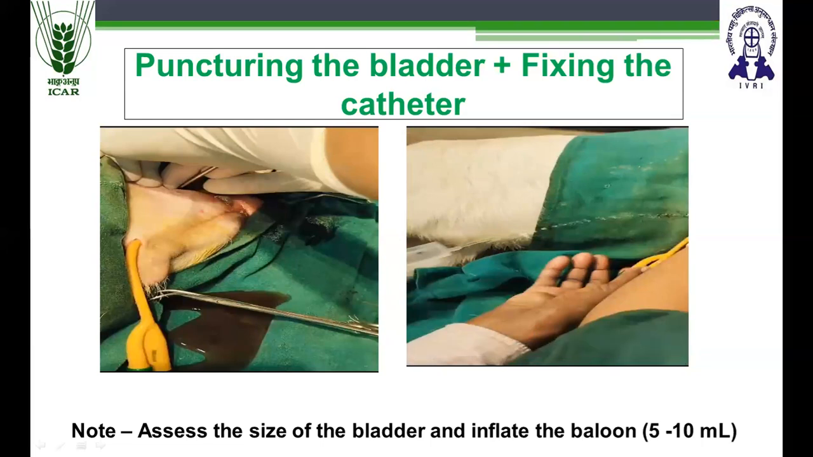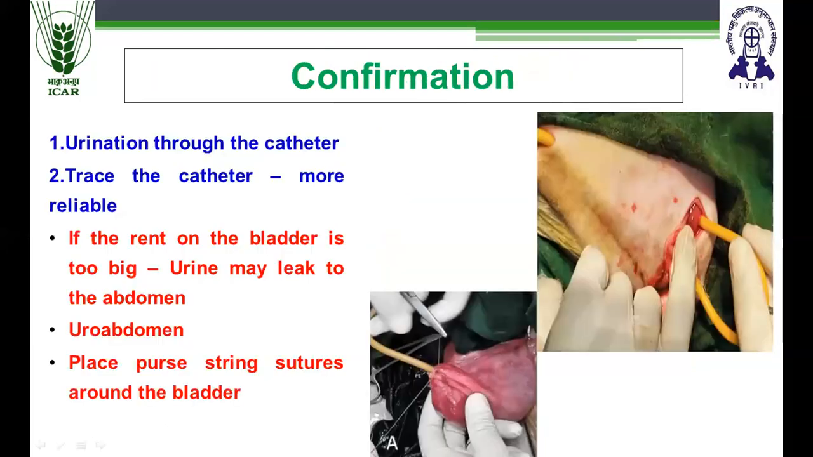How will we confirm that the catheter is in the bladder? See, there are so many structures. There can be colon, there can be rumen. So how will we confirm that the catheter has passed into the bladder? First thing is, if it is in the bladder, urine will come out. But in case there is a very big defect, then all the urine will infuse into the peritoneum, means abdomen. So in that case also urine can come.